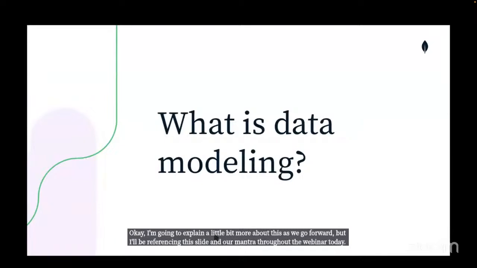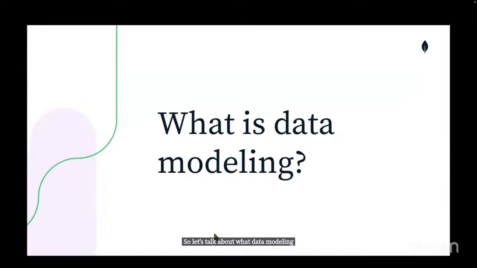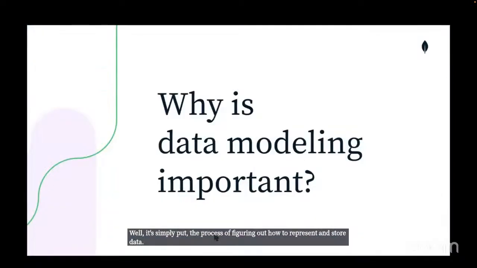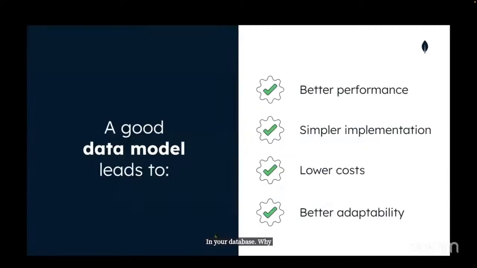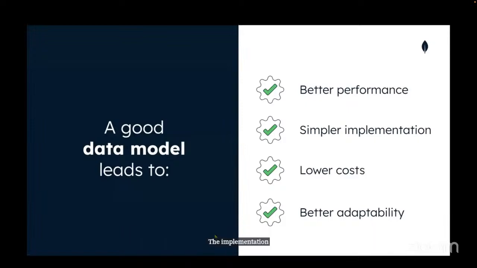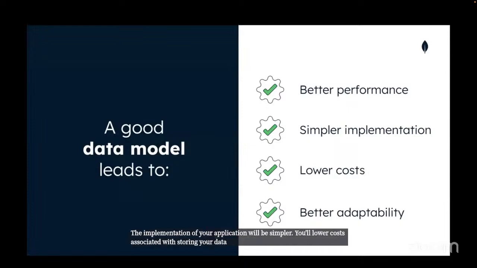So let's talk about what data modeling is. Well, simply put, it's the process of figuring out how to represent and store data in your database. Why is data modeling so important? There are several benefits. The first of which is better performance. When you model your data effectively, efficiently, your applications will perform better and your users are going to be more happy. The implementation of your application will be simpler. You'll lower costs associated with storing your data and managing it, and your application will have better adaptability going forward.